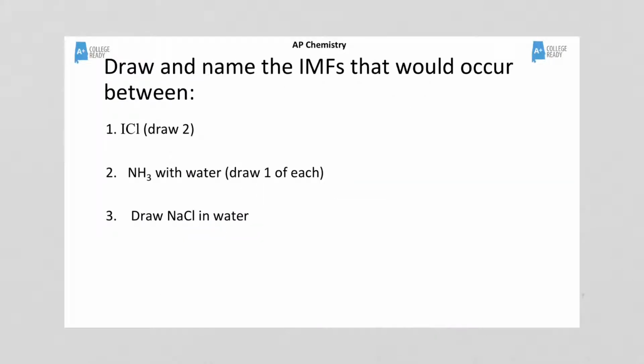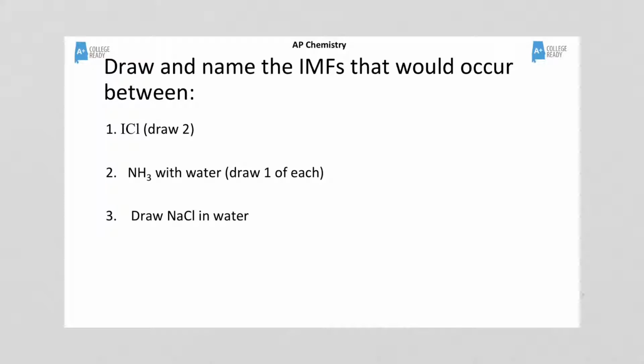So again, here's a little bit more with IMFs. Draw and name the IMF that would occur between, and the first one is ICl. So I said draw 2 of those and show how they would be attracted. And then draw how an ammonia molecule would be attracted to water. And then the last one, draw what NaCl would look like in water. I didn't really give any specifics on that third one.